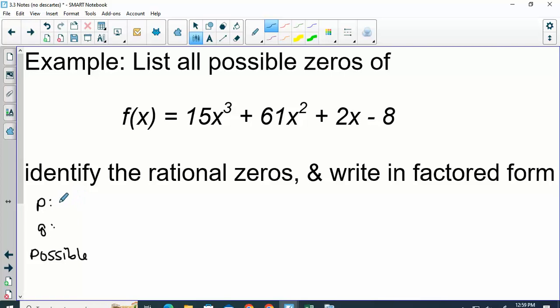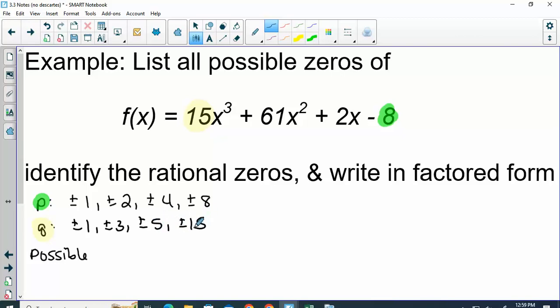So what are my P values? Plus or minus 1, plus or minus 2, plus or minus 4, plus or minus 8. Everything that goes into 8. What are the Q values? Plus or minus 1, plus or minus 3, plus or minus 5, plus or minus 15. So possible P over Q. So 1 over 1 is 1.